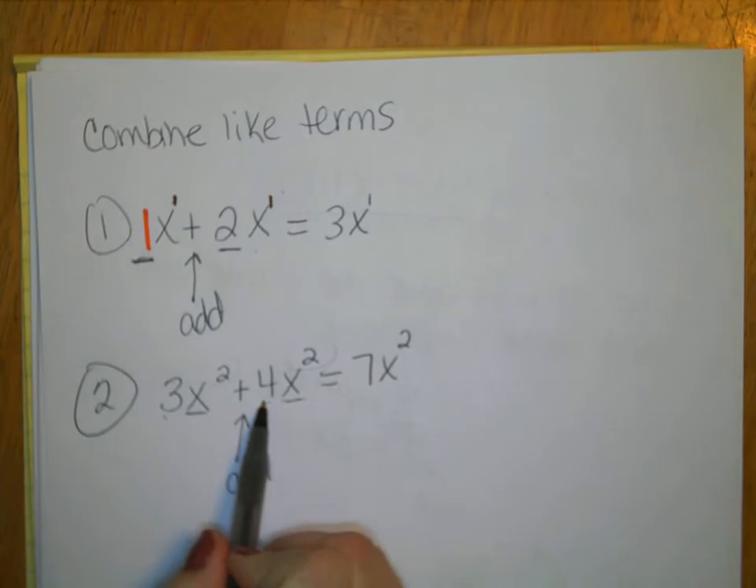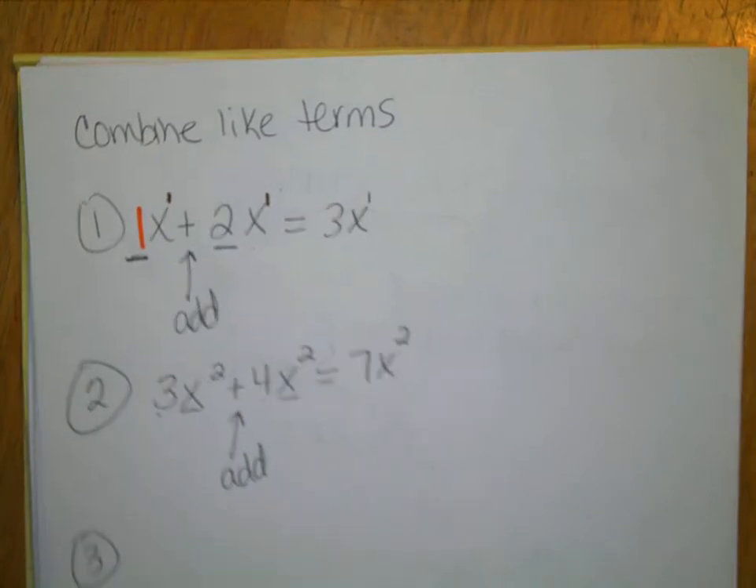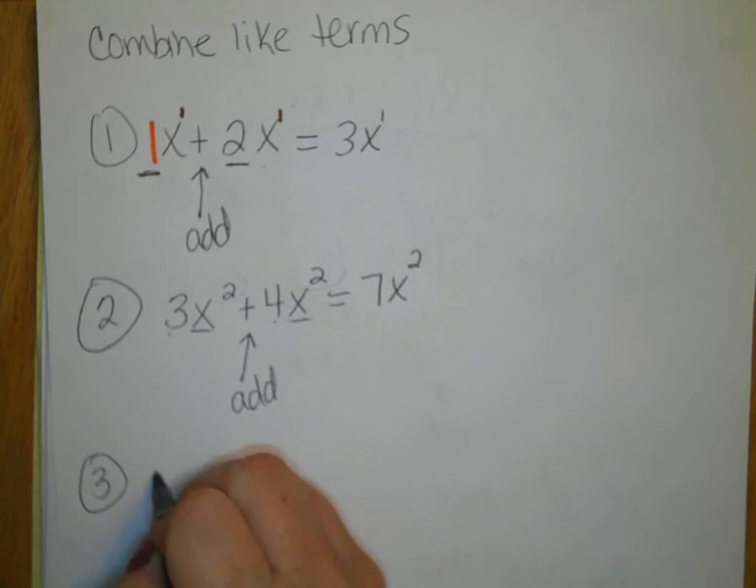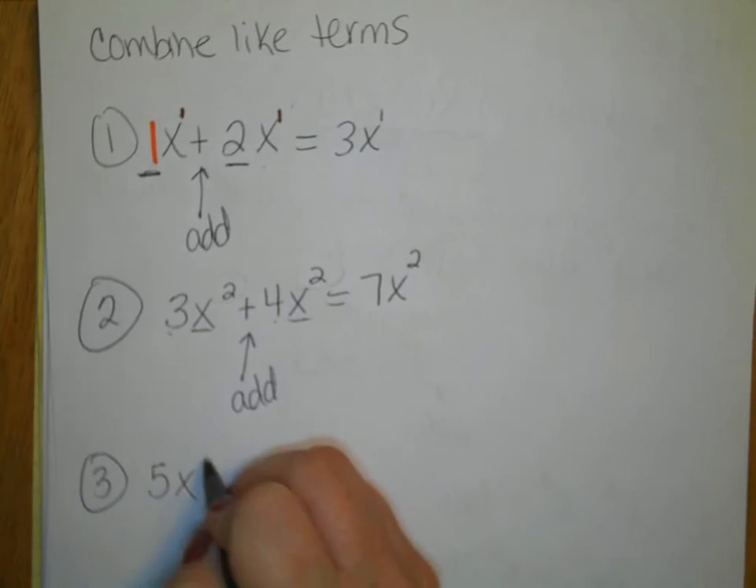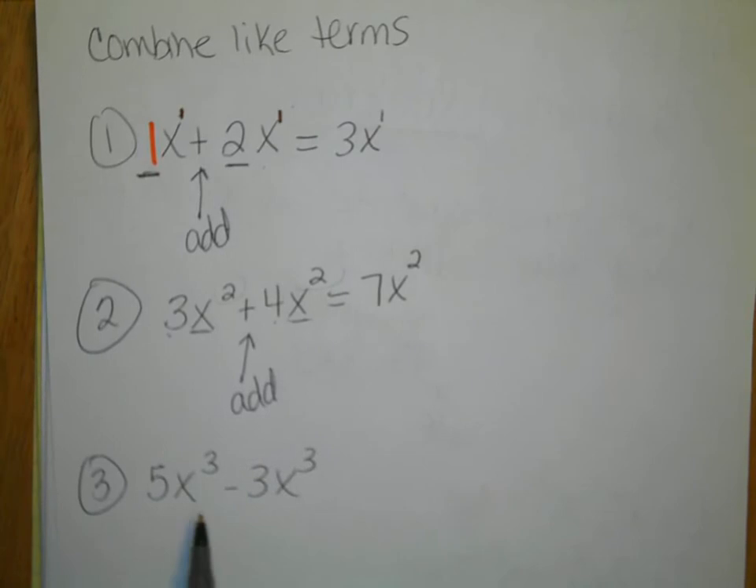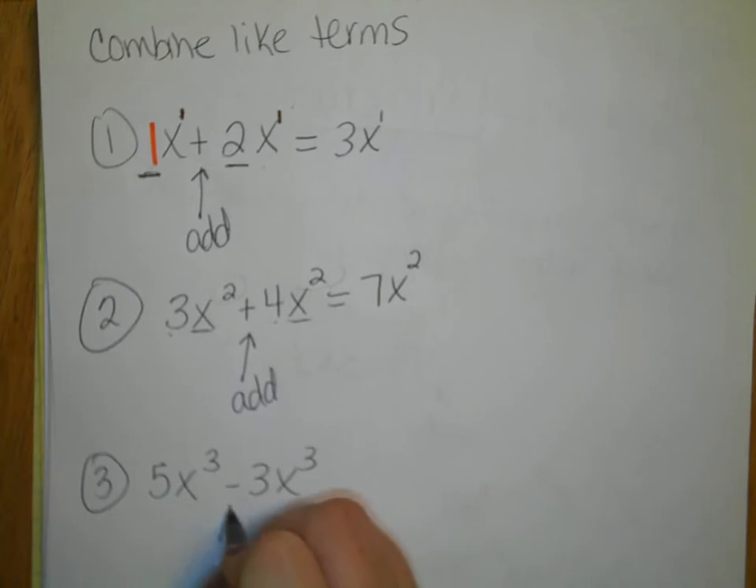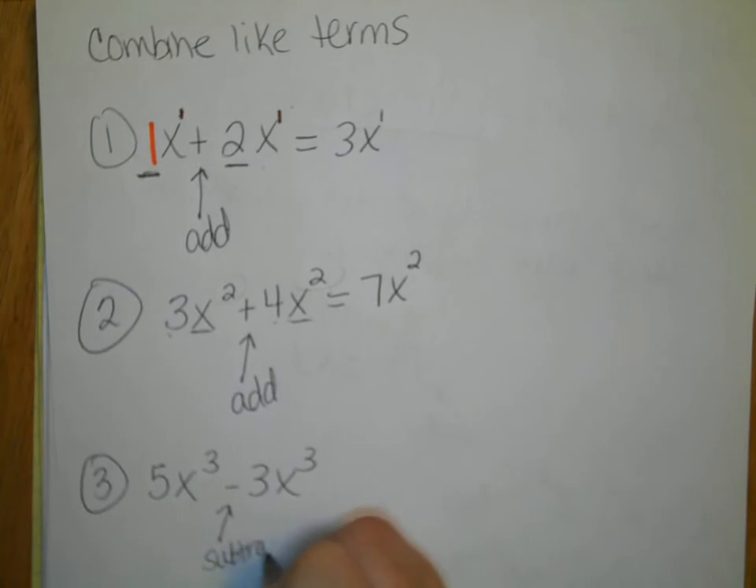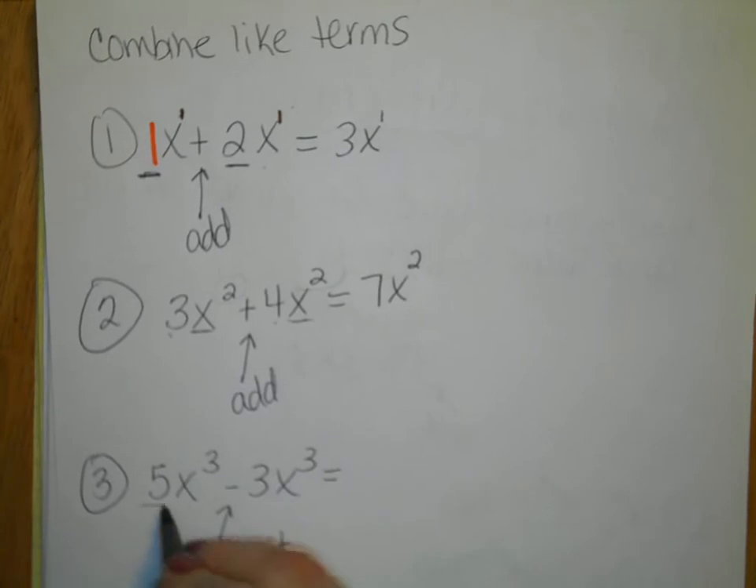Next example is this. We check. They have the same variable, same exponent. So this tells us this time we subtract. So we take those numbers in front and we subtract them. We keep the variable and we keep the exponent. That's how you combine like terms.